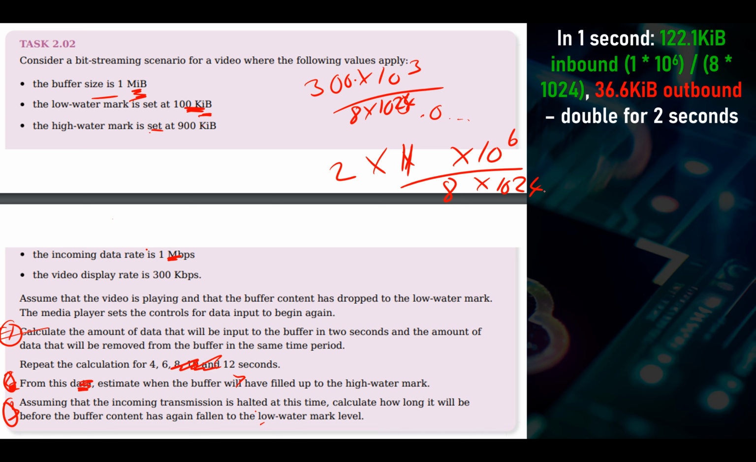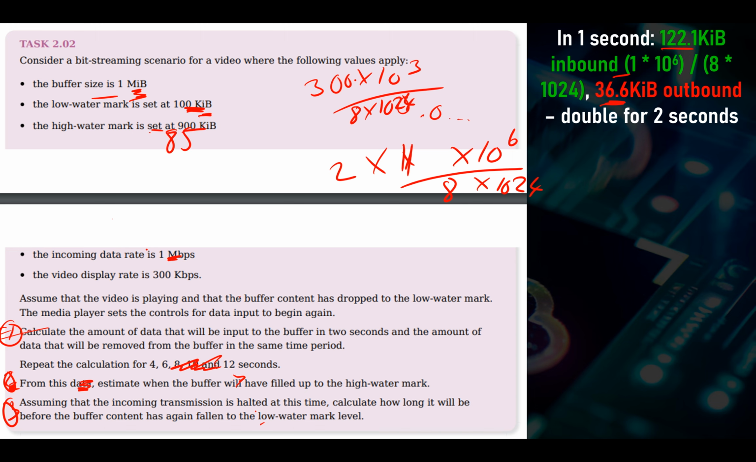So I guess we just want to calculate the difference. This is how much data is coming in, and this is how much data is coming out, so we just subtract that. I don't have a calculator, but I think I remember it's about 85.